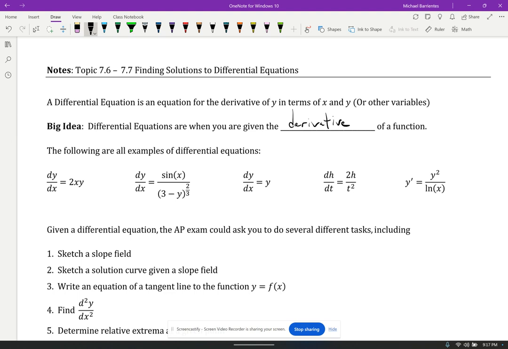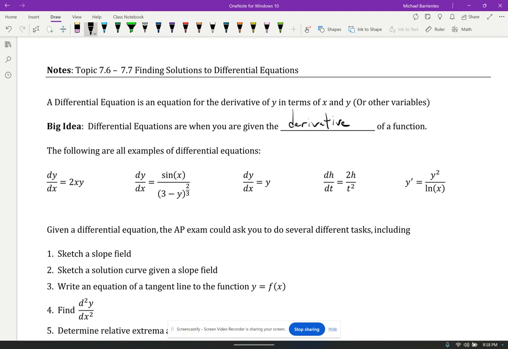So for example, here is a differential equation. I'm given the derivative of y with respect to x, dy dx, and it equals 2xy. So my derivative is in terms of my x and my y. Here's another derivative. dy dx is equal to sine x over 3 minus y to the 2/3. Here's another derivative. This looks very simplistic. dy dx is equal to y. Here's another derivative. dh dt is equal to 2h over t squared. That's a differential equation because it involves a derivative of the function. y prime is equal to y squared over the natural log of x, another differential equation.